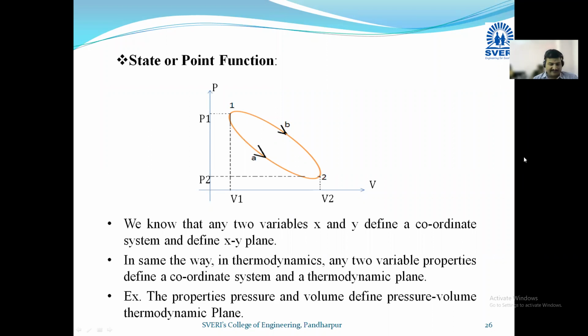Okay, so now friends, look towards this diagram very carefully. On the x-axis there is volume and on the y-axis there is pressure. Two variables are there. Everybody, do you agree with me? Yes, sir. So pressure and volume we can see in this coordinate system. And to define any point in the xy plane, we require at least two coordinates, x coordinate and y coordinate. That is the theory of mathematics.